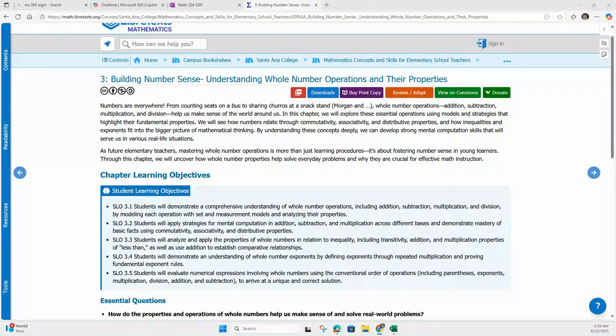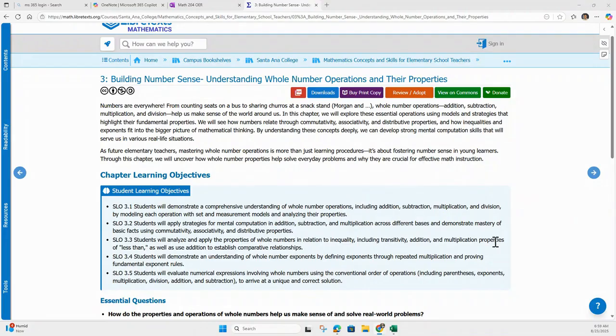We start with chapter 3. We're going to start looking at how students build number sense. Now that we've played with numbers, talked about what numbers are and how students view numbers, we start to look at the operations and properties that are involved with numbers.